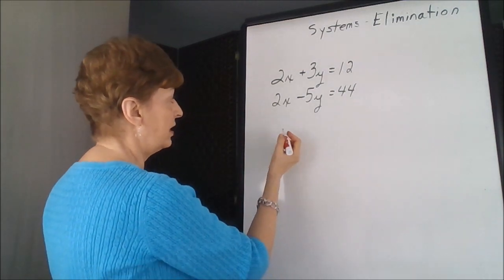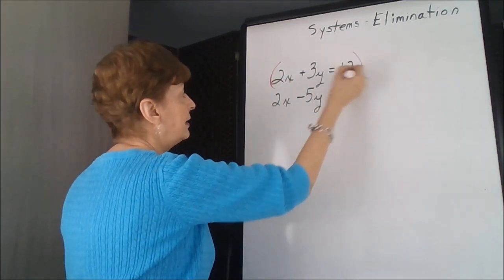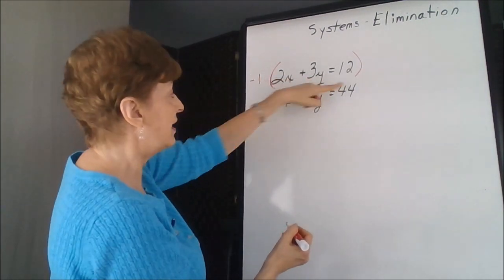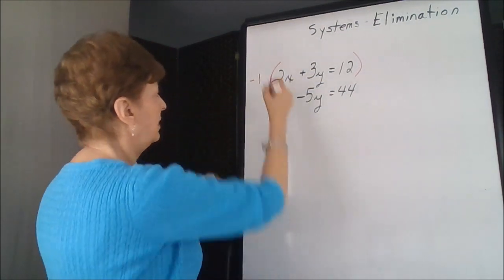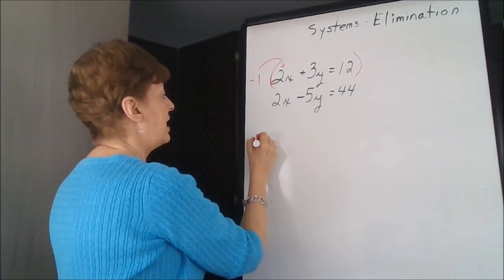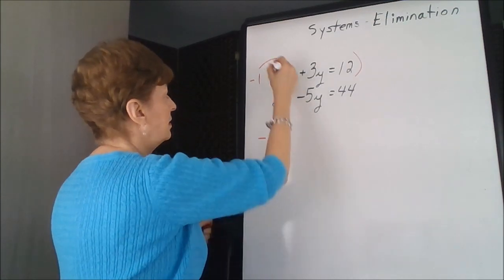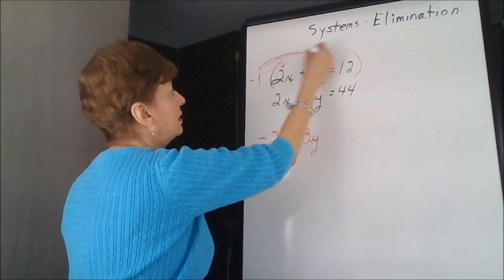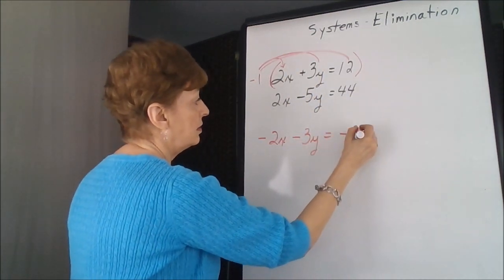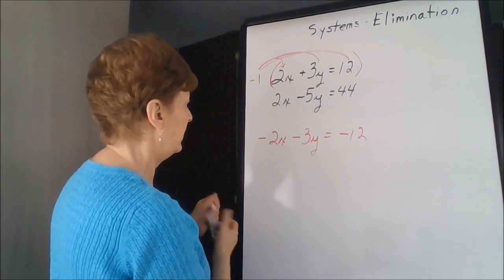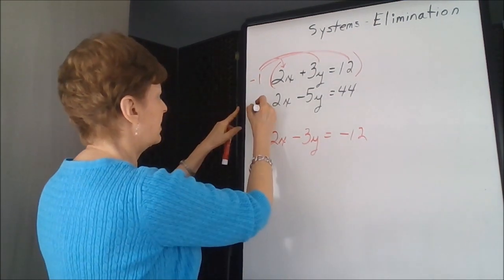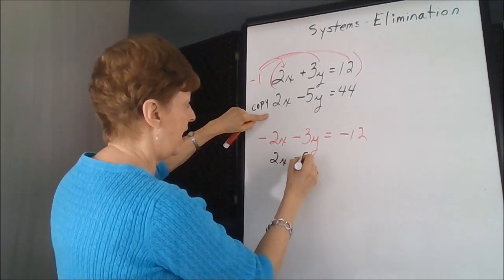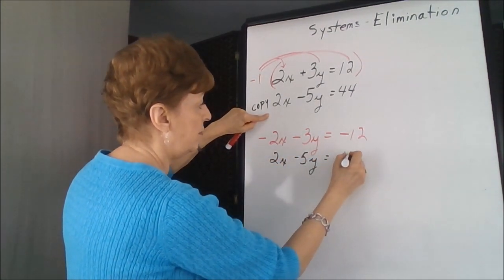I'm going to take one of the equations and multiply it times a -1. That way it'll change the sign on all of these pieces. If I go -2x, -3y, -12. And then I'm just going to copy this. 2x minus 5y is equal to 44.